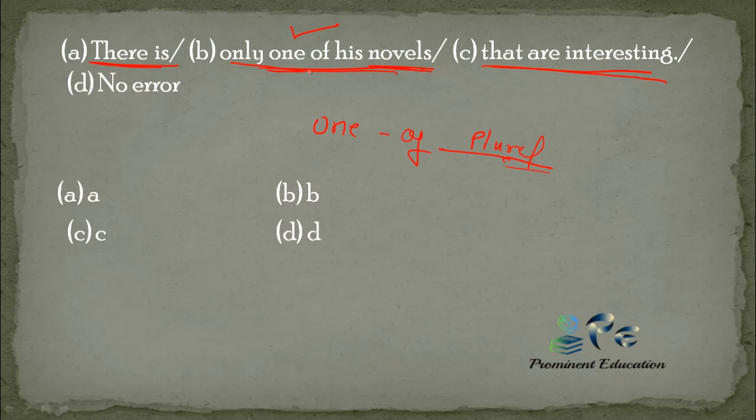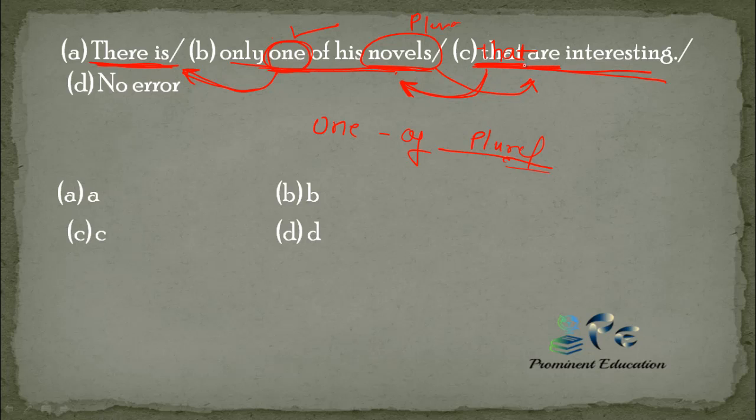Now you have used one here, so to satisfy one you need a singular helping verb, which is in part A. So there is only one of his novels, this is satisfied with this helping verb. Now, whenever you use a relative pronoun, here it is that, this that will represent your plural noun. Novels here is plural, so the helping verb used would be plural. So for novels you have used are.